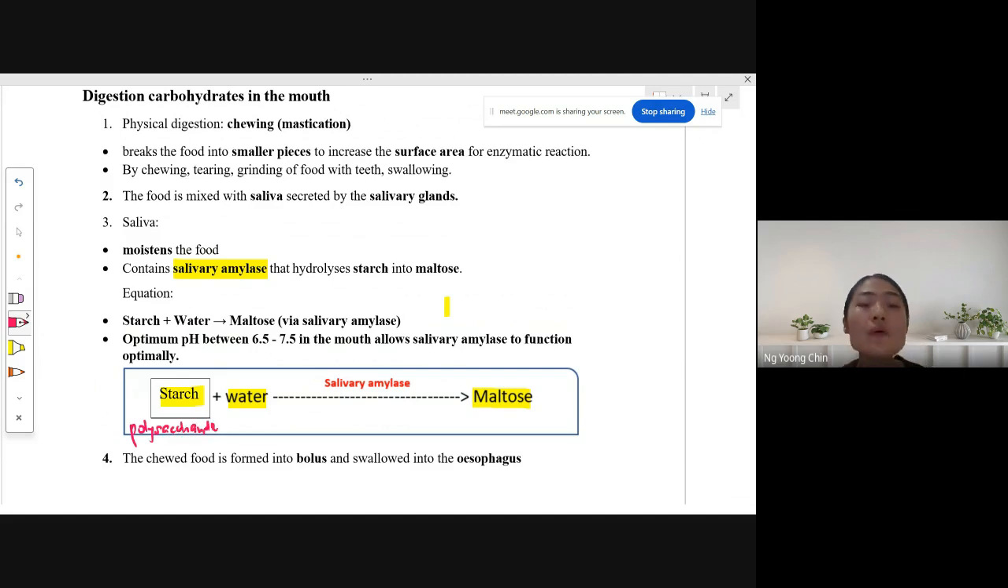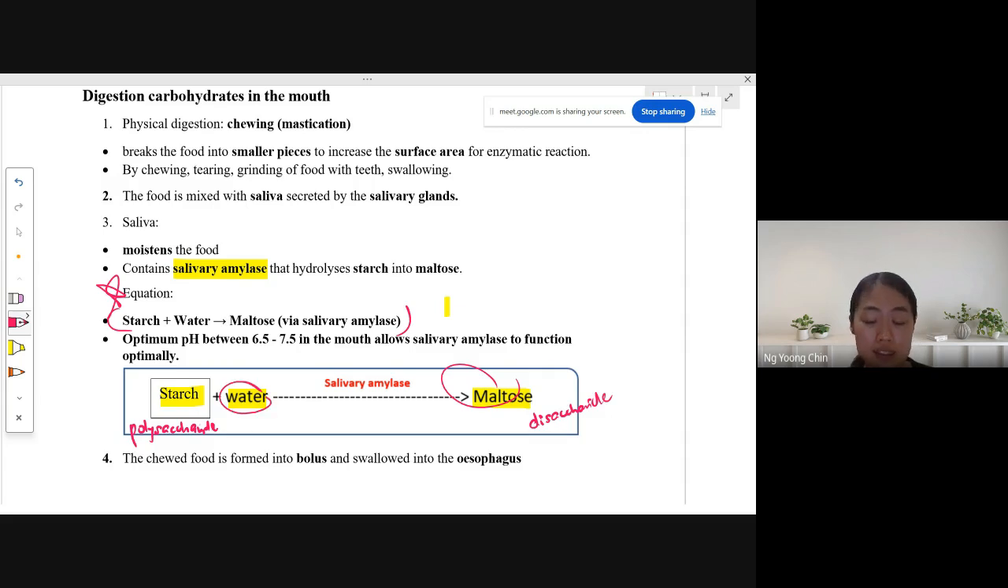So you can see how you break down such a large complex carbohydrate into a simpler form. I mean, not simplest, but simpler. So it becomes maltose, because maltose is a disaccharide. So it's chemical digestion performed by the enzyme. You should know how to write the equation because they will ask it. Remember to add on the water, together with the starch.